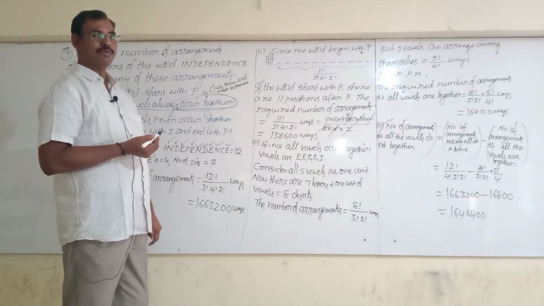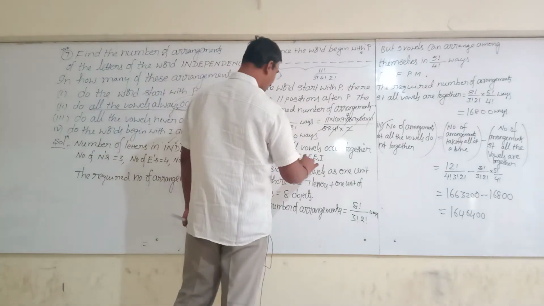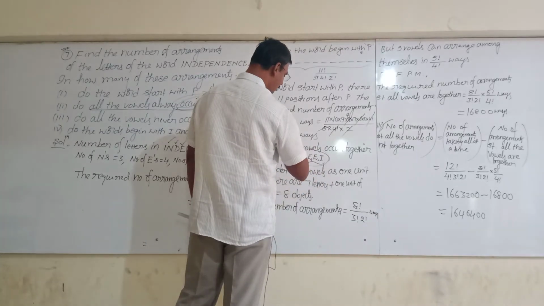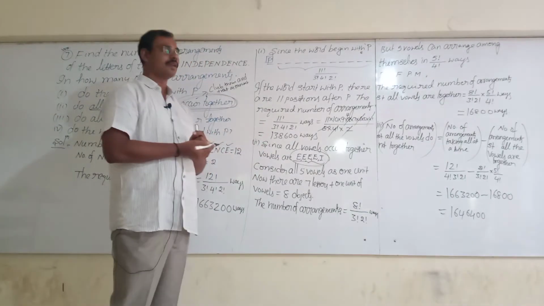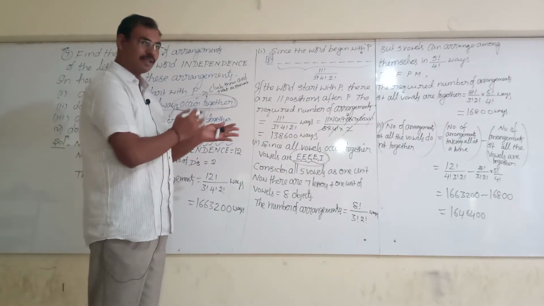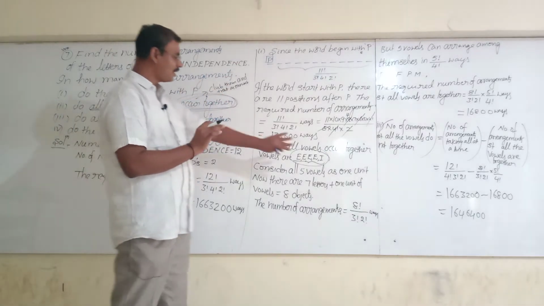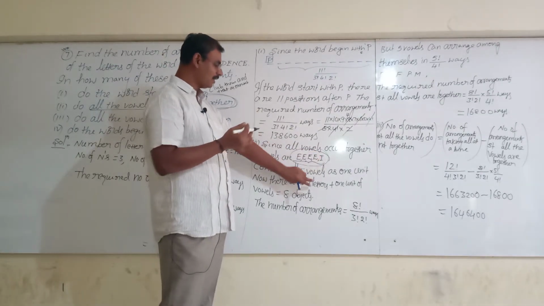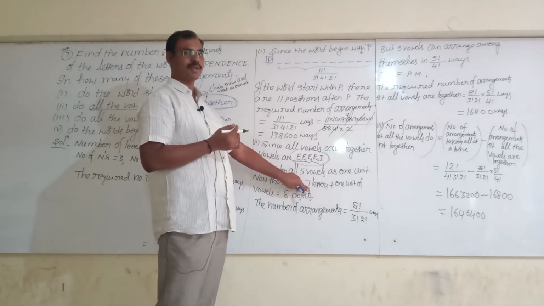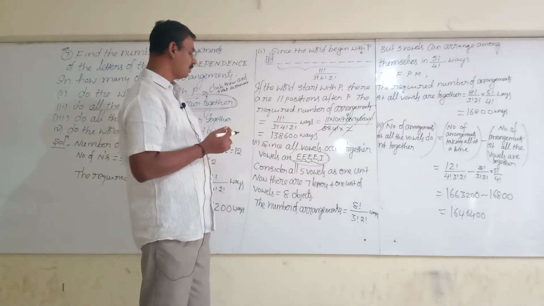Together, all vowels are together. So there are 5 vowels. These 5 vowels are treated as one unit. Consider locking them and tying them with a thread. So it becomes one box. Now it is one object, plus the remaining 7 letters. 7 plus 1, the total number of different objects is equal to 8.